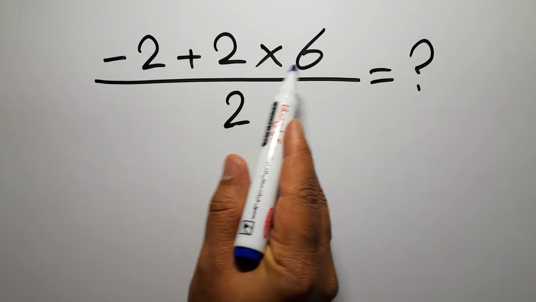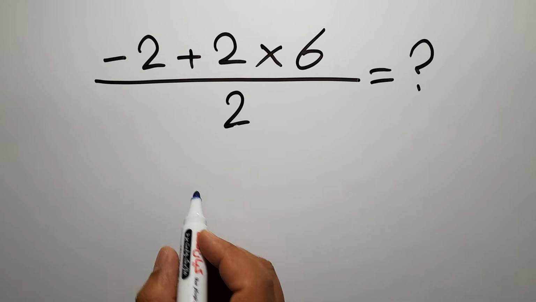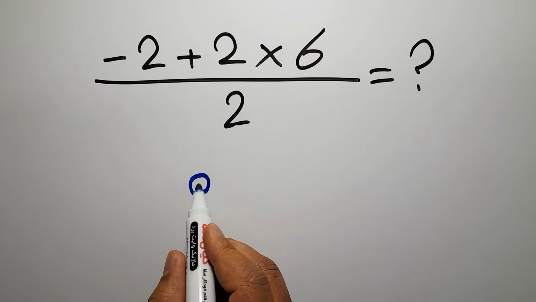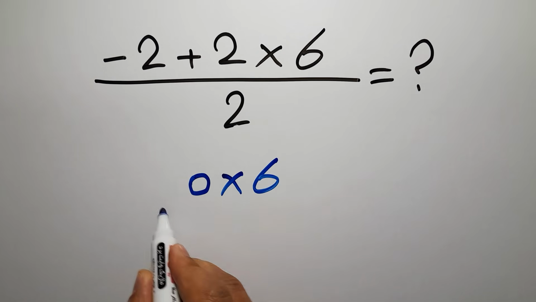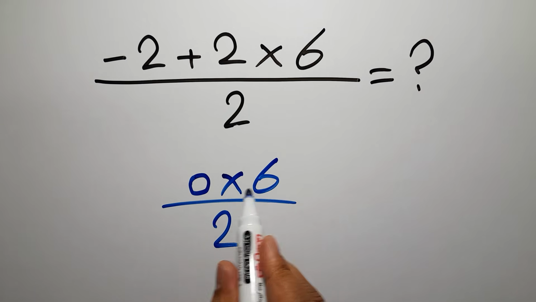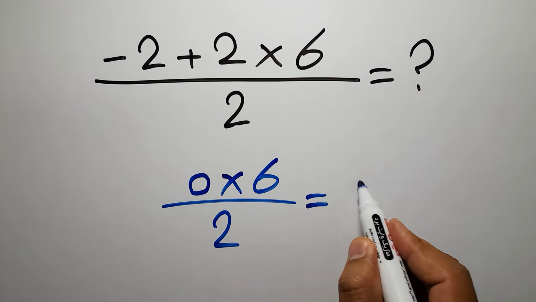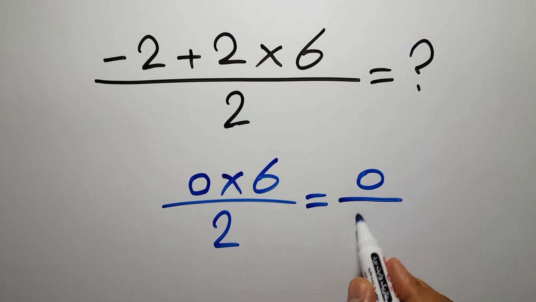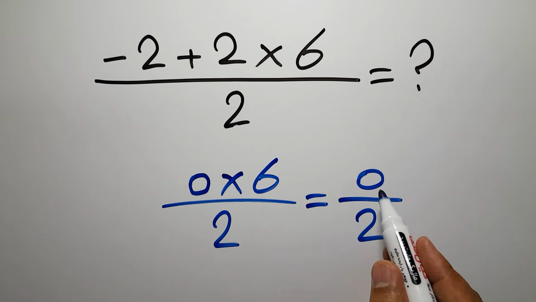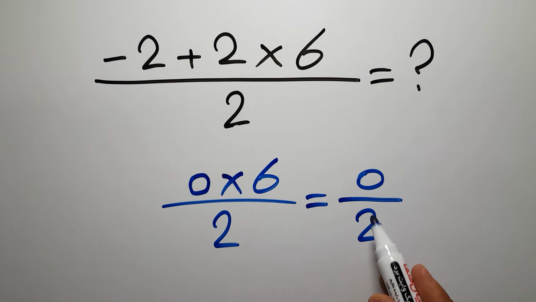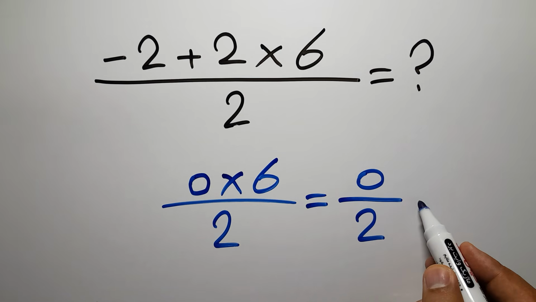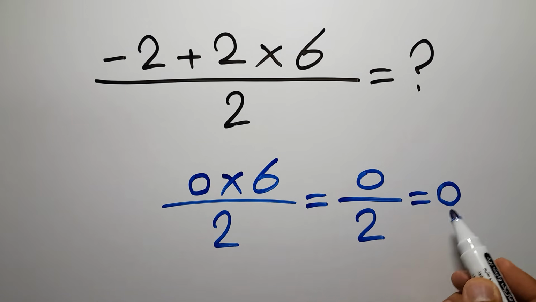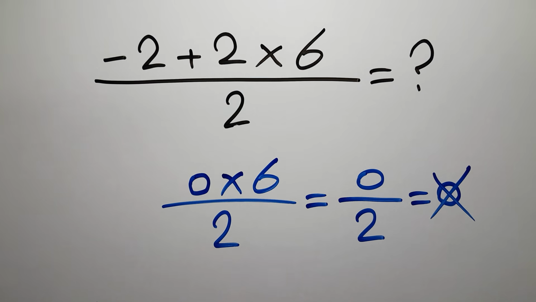In the numerator, we have negative 2 plus 2, which gives us 0. So 0 times 6 over 2. 0 times any number gives us 0. And 0 divided by 2. And we know 0 divided by any number will be equal to 0. But this answer is not correct.